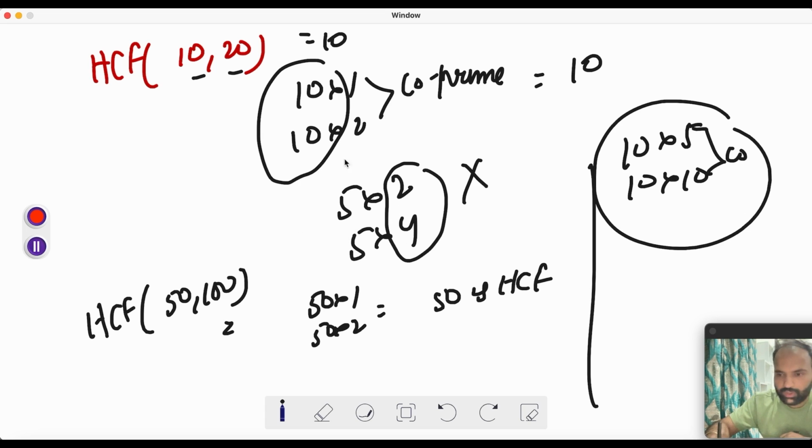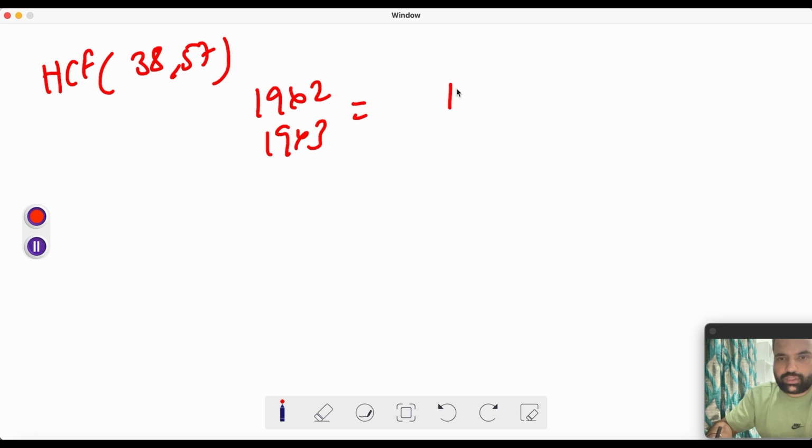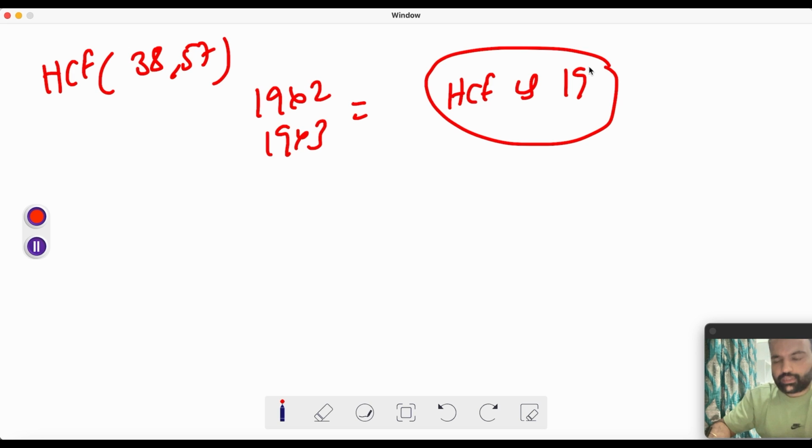We'll do just a small illustration. So if I have to find the HCF over here, we can write this as 19 into 2 and 19 into 3, and we see the HCF is 19, isn't it? Why? Simple, because this is highest, this is common, and this is co-prime.